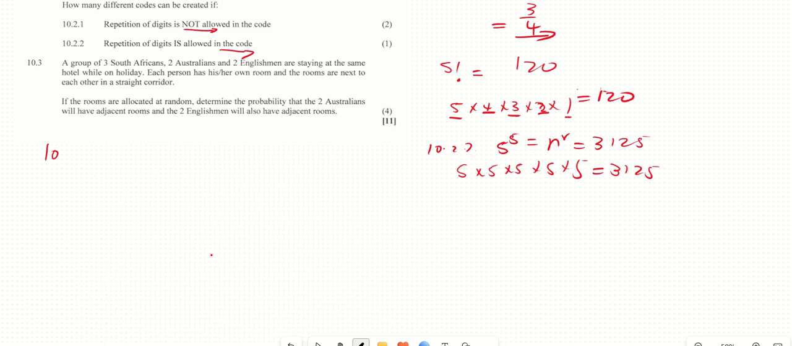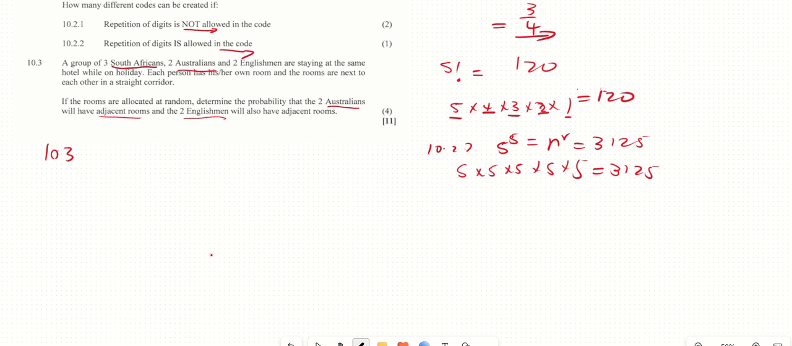Then 10.3, let's focus on 10.3. It says a group of 3 South Africans, 2 Australians, and 2 Englishmen are staying at the same hotel while on holiday. Each person has his or her own room, and the rooms are next to each other in a straight corridor. The rooms are allocated at random. Determine the probability that the 2 Australians will have adjacent rooms, meaning that their rooms are close to each other, and the 2 Englishmen will also have adjacent rooms, meaning that they are also close to each other.